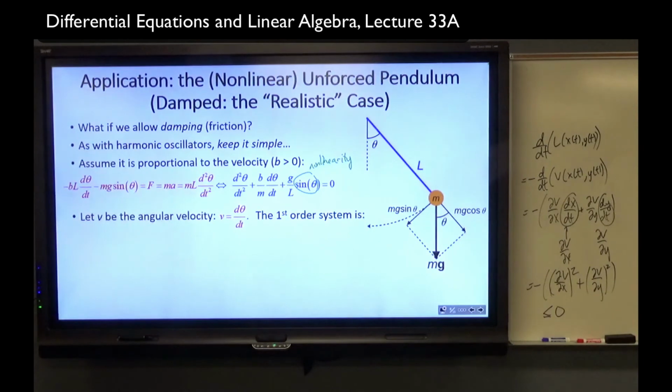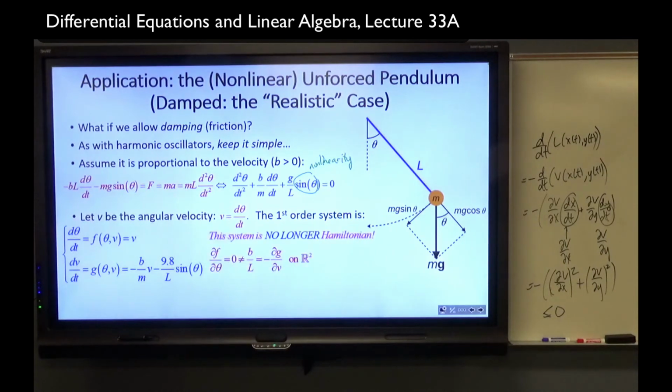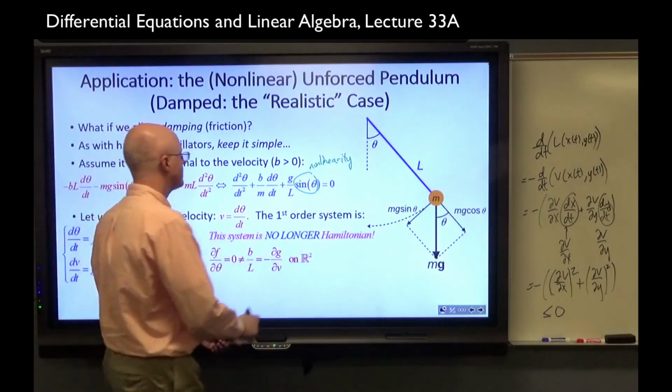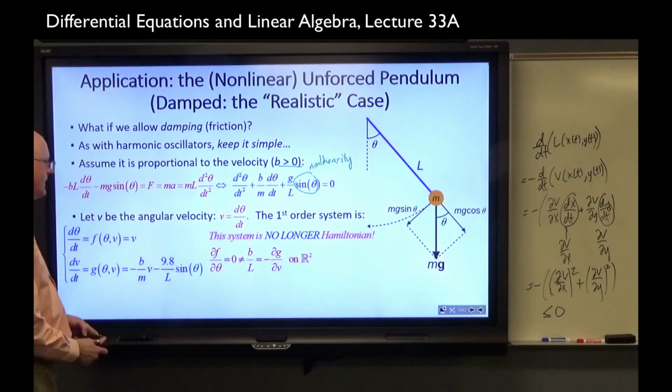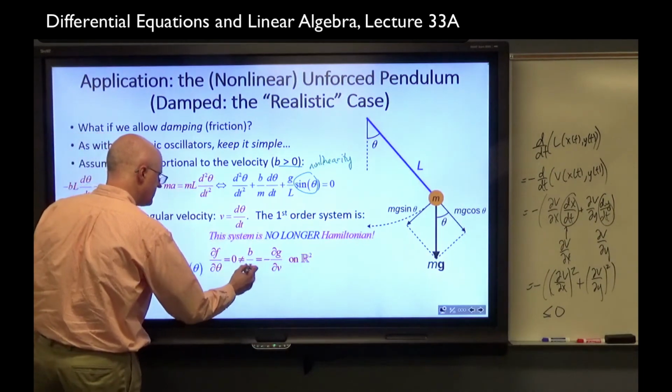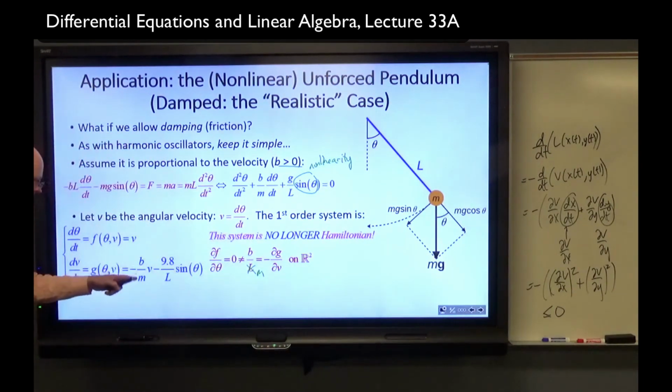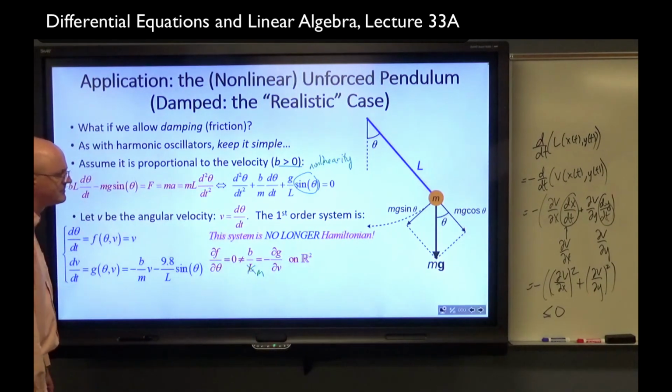Once again, we can let v be the angular velocity. The corresponding first order system is this. Sad, sad, sad, this is no longer Hamiltonian. The partial of the first right-hand side with respect to the first variable is always 0, but the partial of the second right-hand side with respect to the second variable, and then including a minus sign, gives us, so there's a typo here, not b over L, but b over m. Differentiate this with respect to v, then put a minus sign. The minus sign goes away, you get b over m. It's non-zero. It's not Hamiltonian.